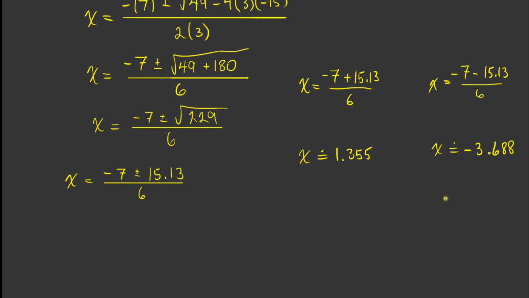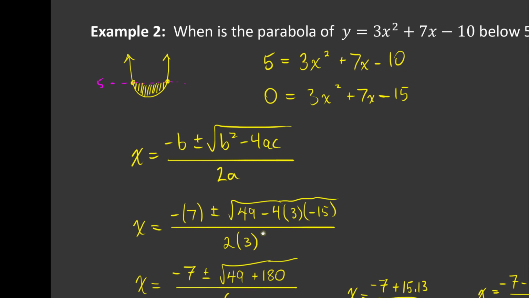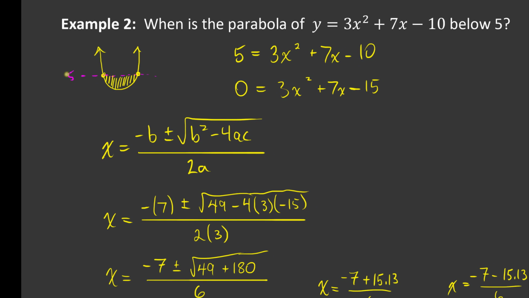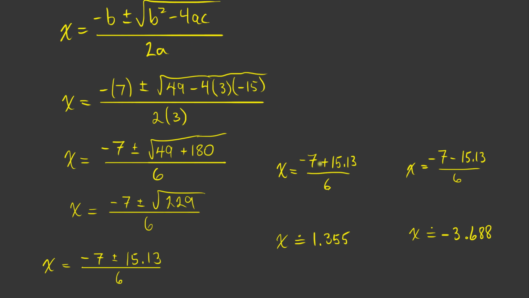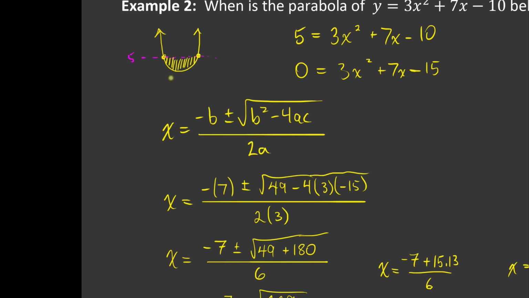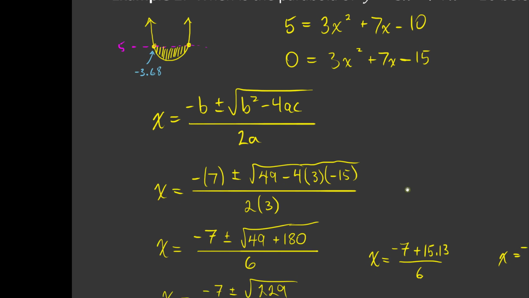Well, it means that my parabola is below the value of 5. Let's go back to the drawing I had up here. My parabola is below the value of 5 between those 2 zeros. You have to understand which one's the left-hand side, which one's the right-hand side. So negative 3.68 would be over here. So right here. So that would be an x value of negative 3.688.